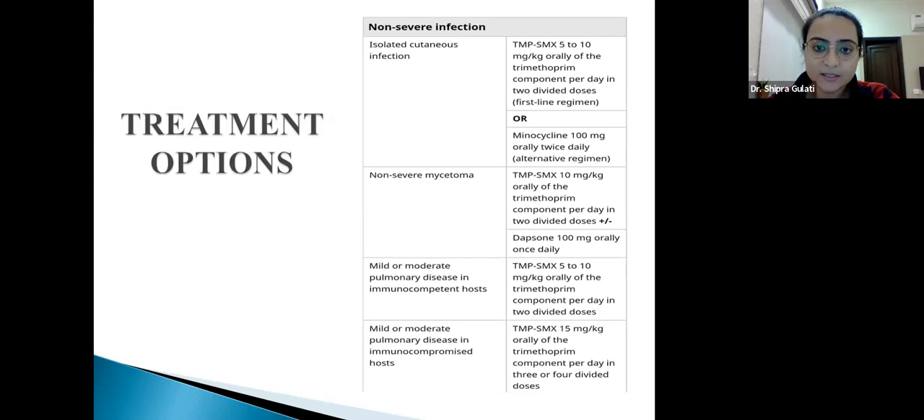Coming to the treatment options, for isolated cutaneous infections, trimethoprim along with sulfamethoxazole, 5 to 10 mg per kg orally, is given in two divided doses, or minocycline 100 mg orally twice daily. For non-severe mycetoma, the dose of cotrimoxazole is 10 mg per kg orally along with dapsone 100 mg orally once daily. Mild to moderate pulmonary disease in an immunocompetent host, cotrimoxazole 5 to 10 mg per kg orally in divided doses. Mild to moderate pulmonary disease in an immunocompromised host, the dose is increased to 15 mg per kg in 3 to 4 divided doses.